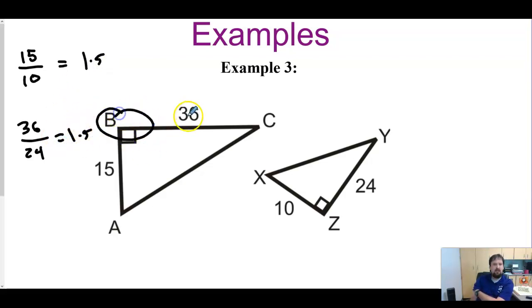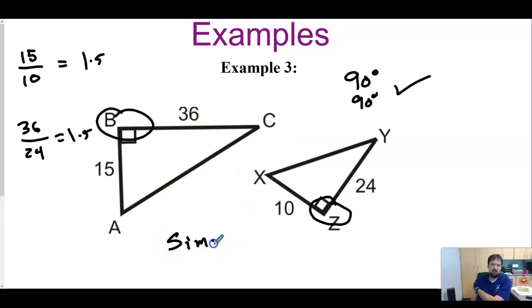Is angle B, the angle between these two sides, the same as angle Z, the angle between their corresponding sides? Well, they're both 90-degree angles, so we know that they're congruent. So we have two proportional sides, and the angle between them is the same. Therefore, we know that these triangles are similar based on the side-angle-side theorem.